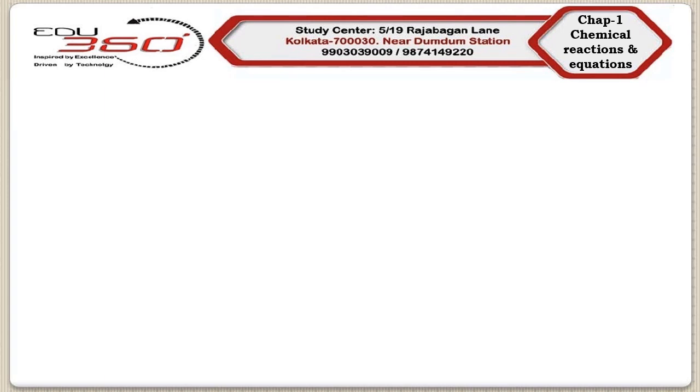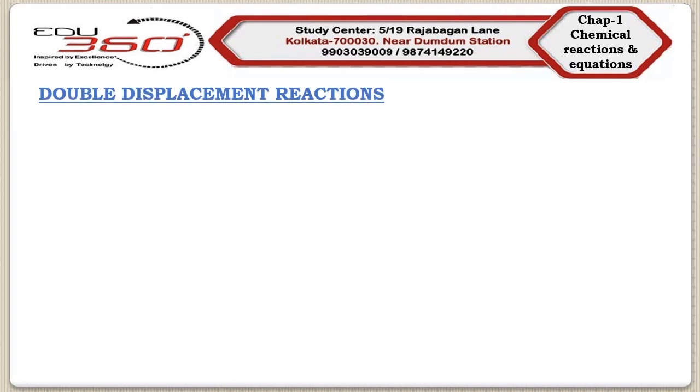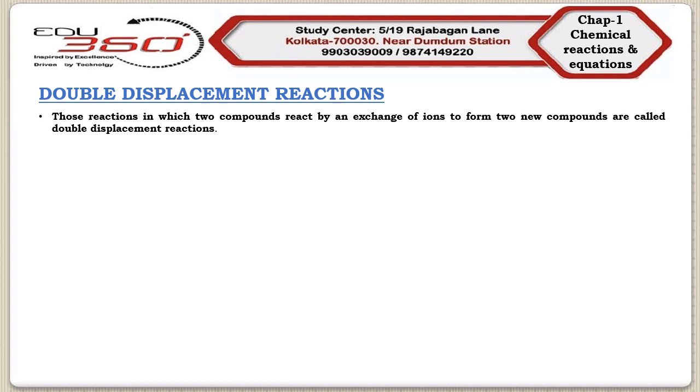Next, we will discuss double displacement reactions. There are some reactions in which you will find that there will be an exchange of ions during the reaction between two compounds, and as a result, two new compounds will be formed. This type of reaction is known as a double displacement reaction. So we can say that those reactions in which two compounds react by an exchange of ions to form two new compounds are known as double displacement reactions.